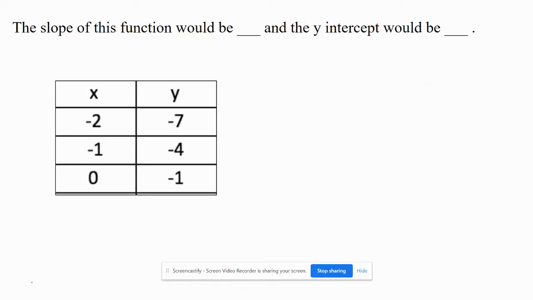All right. Next, we have this table here. We're going to use this table to fill in these blanks. The slope of this function would be what? We're going to use the points -2, -7 and -1, -4 first. Now, if we use those points, we will have -7 minus -4 over -2 minus -1, which is -7 plus 4 over -2 plus 1, which is -3 over -1, which is just 3.